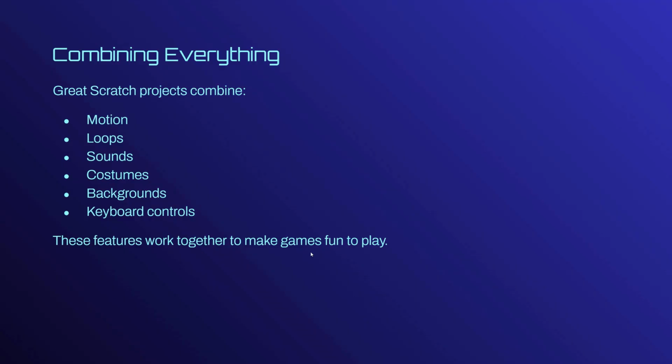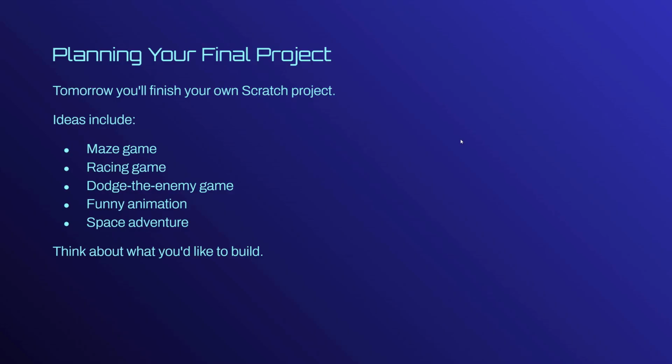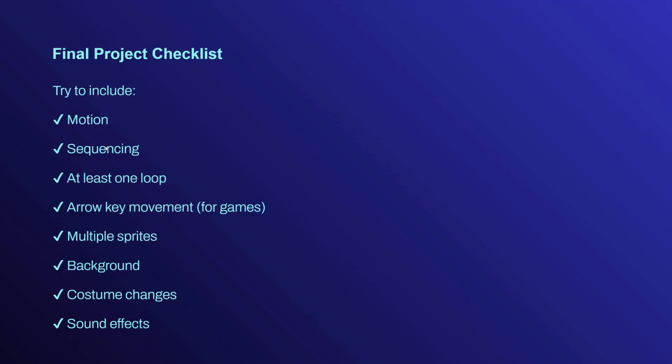Planning your final project. Your final project could include a maze game, a racing game, a dodge the enemies game, a funny animation, or a space adventure. Think about what you would like to build. Your final project should include motion, sequencing, at least one loop, arrow key movement for games, multiple sprites, backgrounds, costume changes, and sound effects.